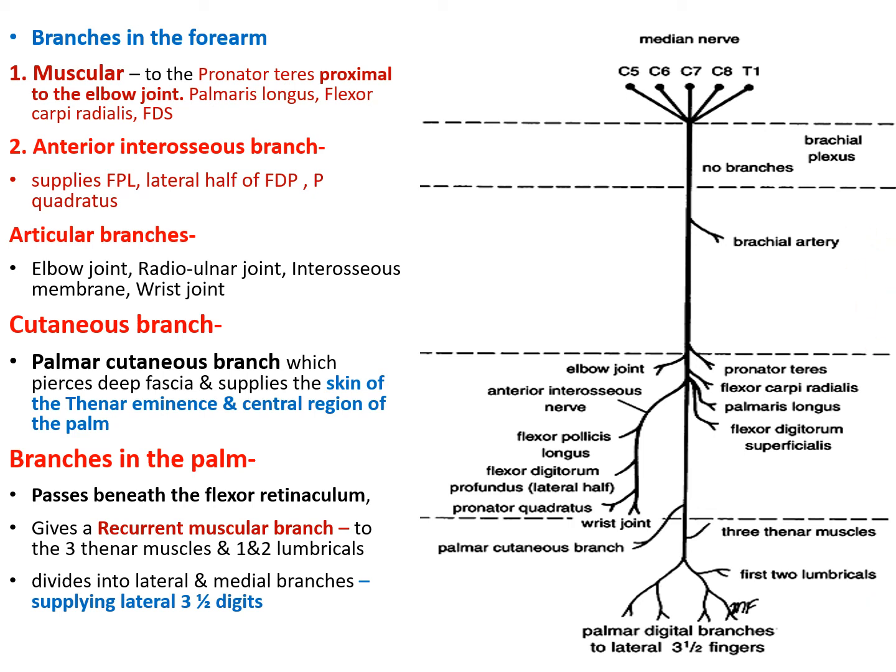So, if we revise again, the muscular branches in the forearm are given to all the superficial flexors of forearm except the flexor carpi ulnaris. The anterior interosseous branch supplies the flexor pollicis longus and the lateral half of flexor digitorum profundus, and also the anterior interosseous branch supplies the pronator quadratus.